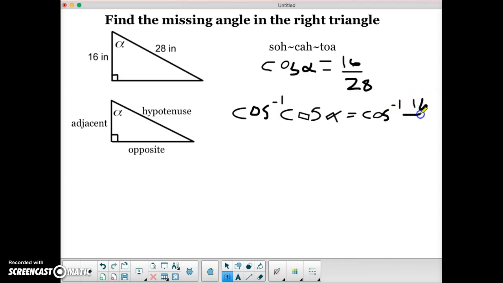Now, the next thing I'm going to do, on the left side, my cosine and my cosine inverse, they just undo each other. So on the left side of this equation, I'm just going to be left with alpha. On the right side of the equation, I'm going to find out what the cosine inverse of 16 over 28 is. And I'm going to do that by using a calculator.